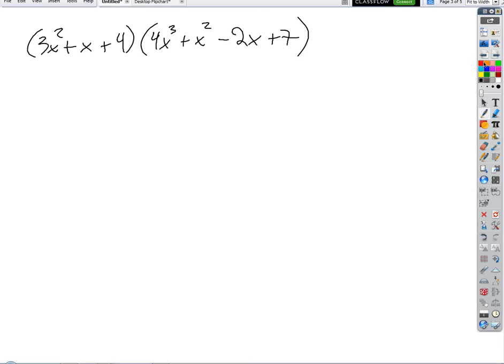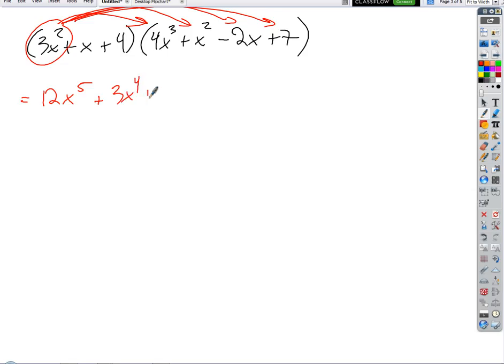So all we would do then is just start the process, and I don't know if we even need to finish it. I would take, for example, the 3x squared and just distribute that one all the way through, right? And get what? 12x to the 5th, good, okay, plus, minus, right? Minus, plus. Okay, and I could keep going with this, right?